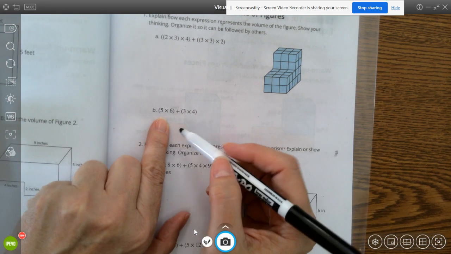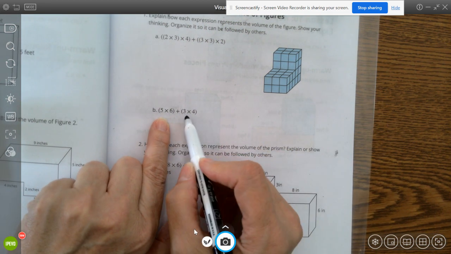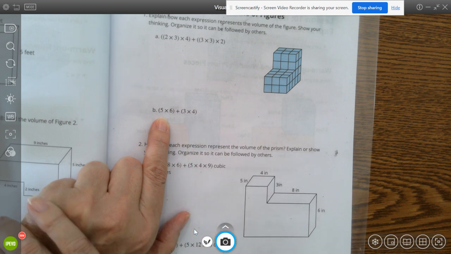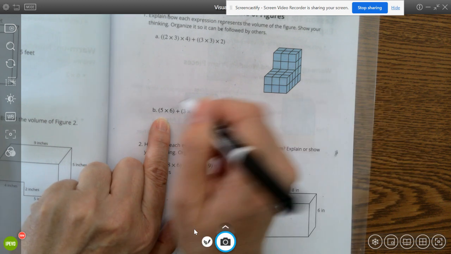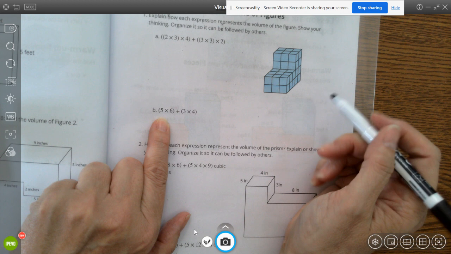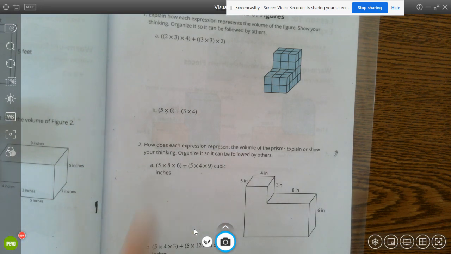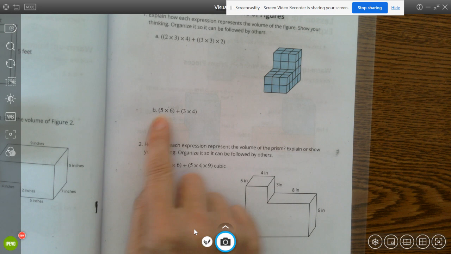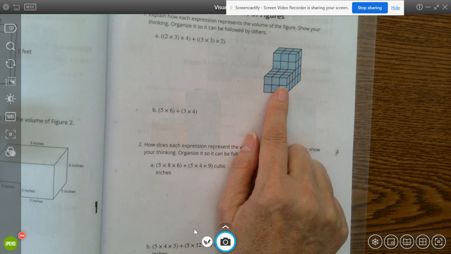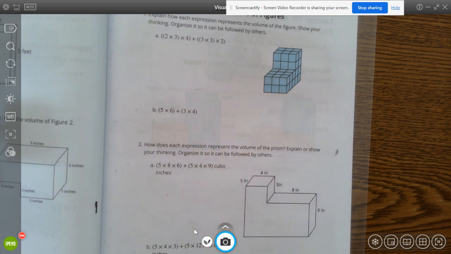We need to find 5 times 6 plus 3 times 4. We need to figure out how that equals this. I want you to take a minute right now to see if you can think how this could equal that by writing out the expressions or by labeling it. Take a minute at your seats. I'm going to pause this. You should pause it too.